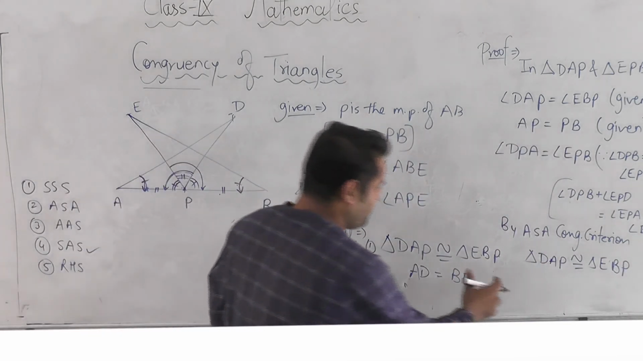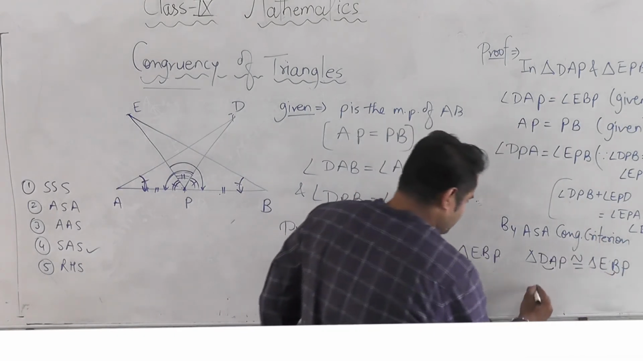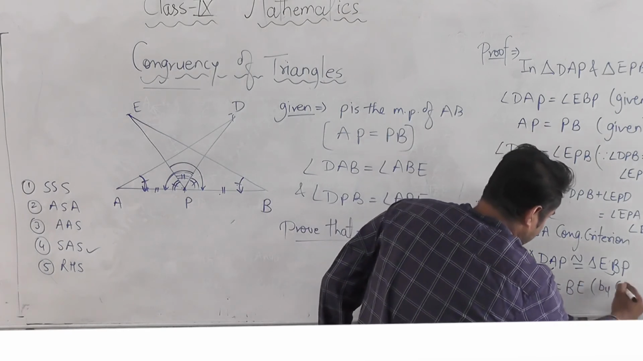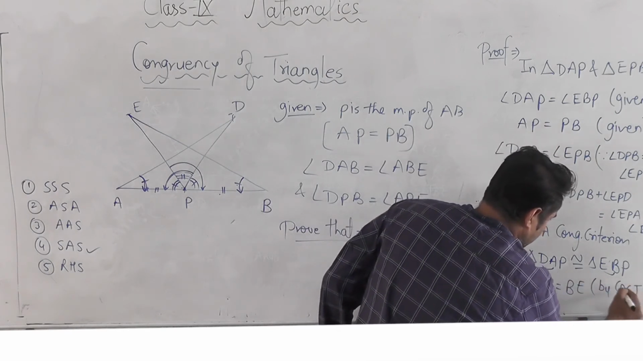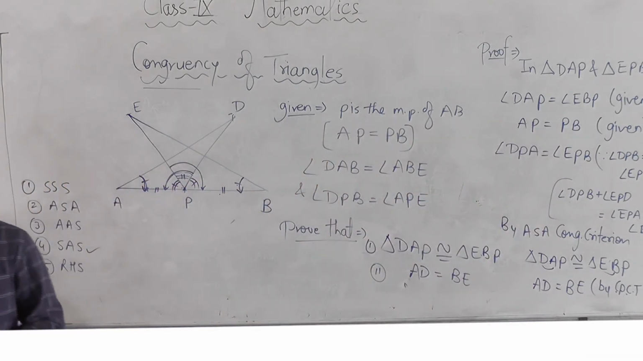So by simplicity, we can say that this AD and this B are equal. So AD is equal to B by CPCT, which means corresponding parts of congruent triangles. So this is how we have to do these questions.